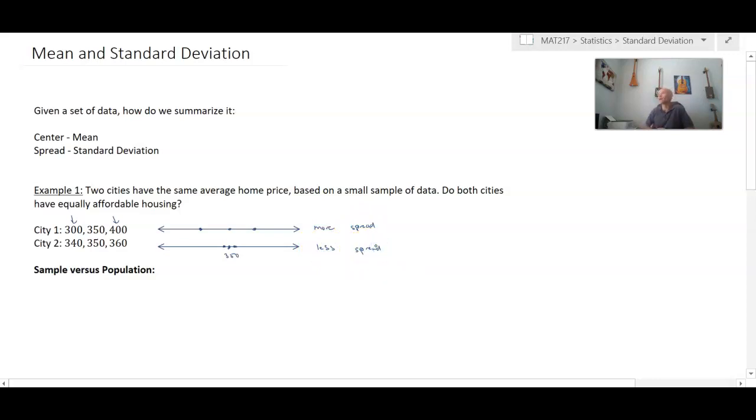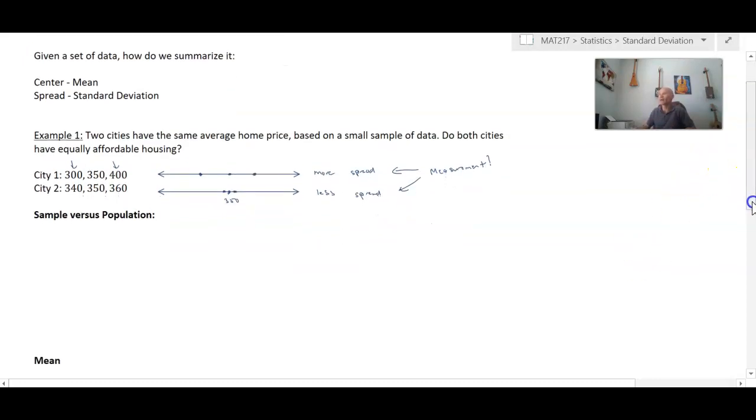So based on this data, we might say it's probably a little bit more affordable to live in City 1, as far as purchasing a house goes, because you can find lower priced homes than in City 2. In City 2 they all tend to be kind of clustered around 350. Now, one of the questions is, how do we measure this? Here we can see that one is less spread out than the other, but we need some sort of metric, and that's going to be the standard deviation, which we'll soon see.